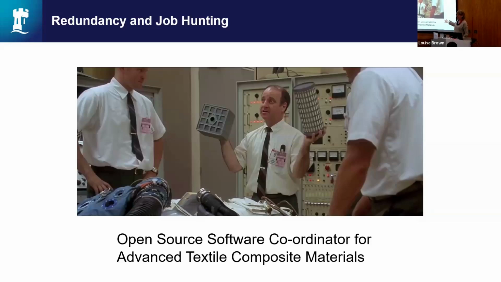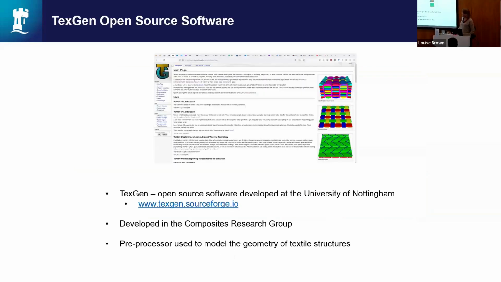And the way I was treated was as a software engineer developing TextGen. It's open source software that was developed at Nottingham, in the Composites research group, and it's basically a preprocessor for modelling geometry of textile structures. So think, why do you need textiles for composite materials?